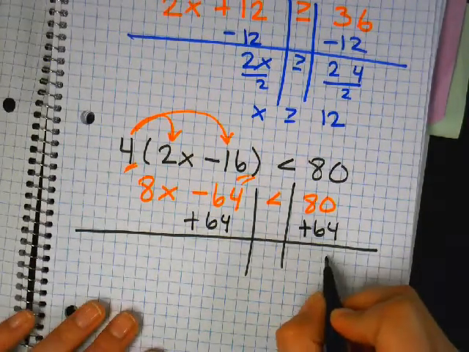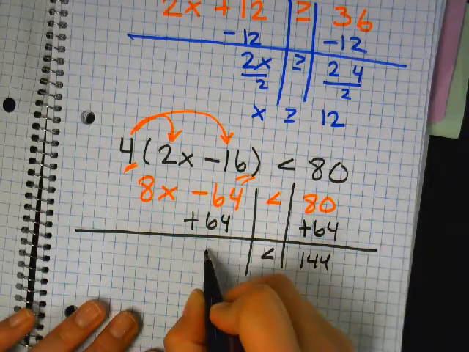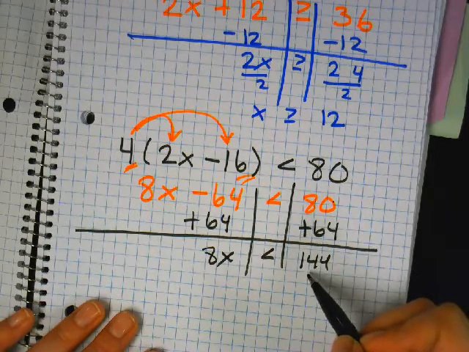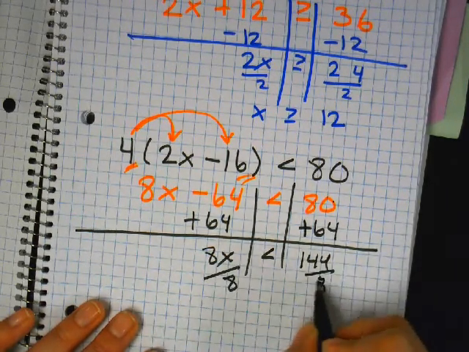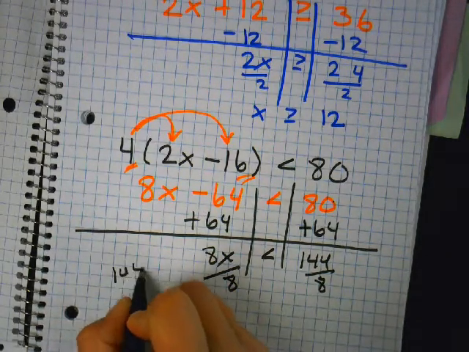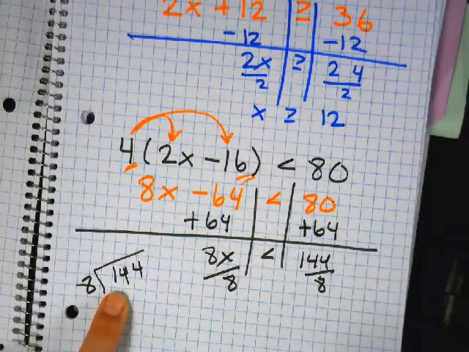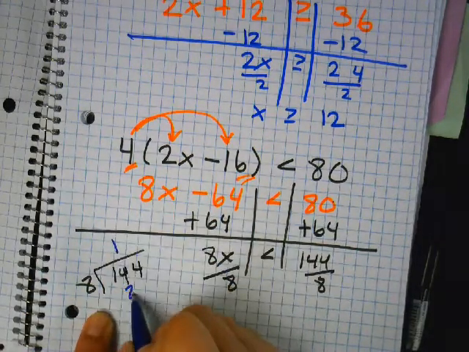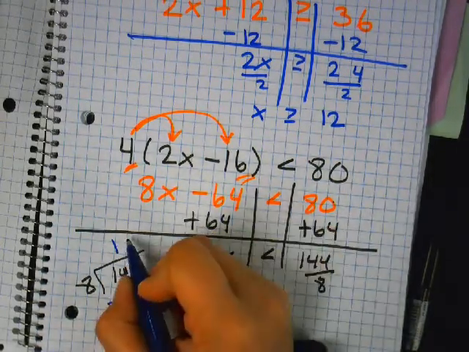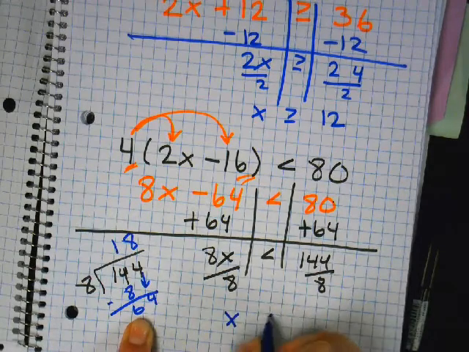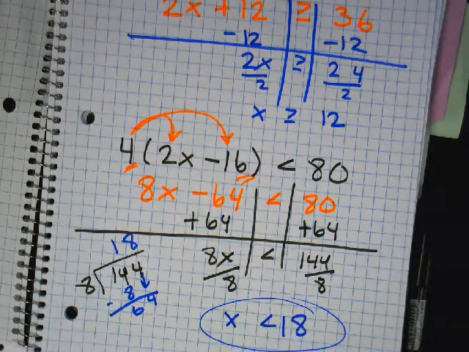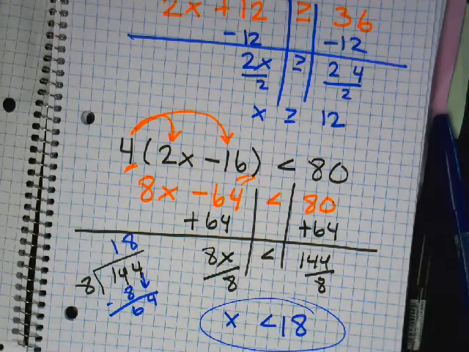144 is less than. 4 plus 0 is 4. 8 plus 6 is 14. Okay, now we're going to divide by 8. And this is where I'm like, does it come out even? 144 divided by 8 on the side. 8 goes into 14 once, remainder 6. Bring down the 4. 8 goes into 64, 8 times. So x is less than 18. Let's go. Pretty easy.